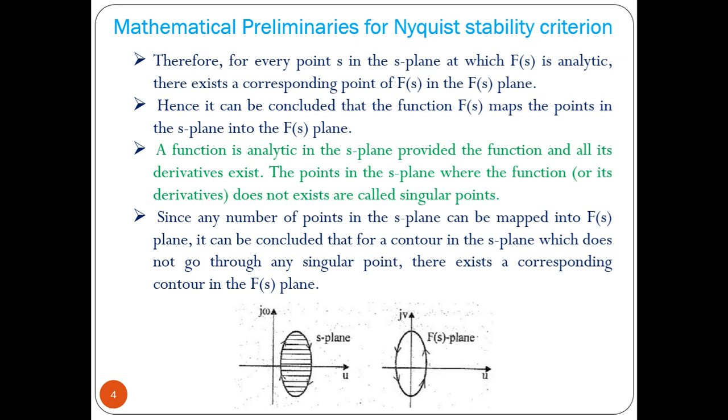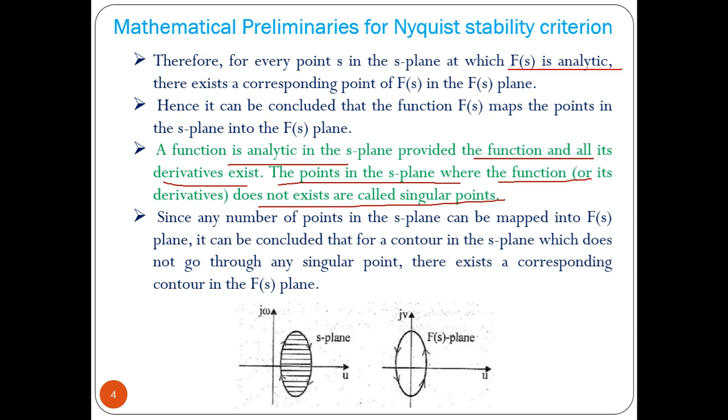Now what you have to do is consider every point s in the s plane at which F(s) is analytic. Analytic means a function is analytic in the s plane provided the function and all its derivatives exist. The points in the s plane where the function or its derivative does not exist are called the singular points. That means the poles. Poles are basically the singular points.